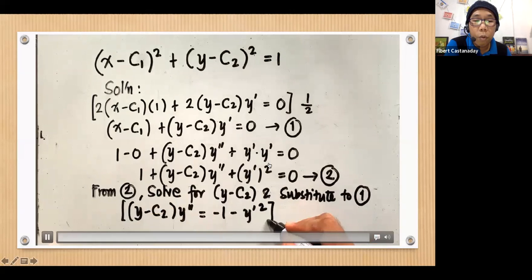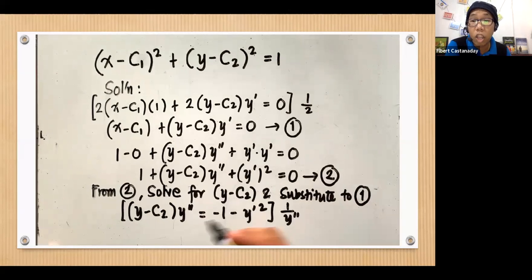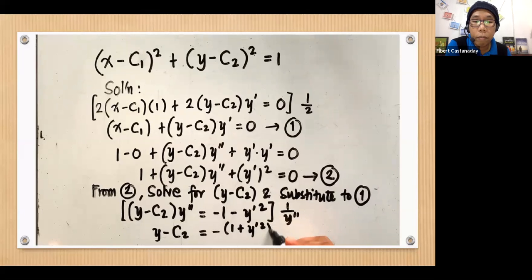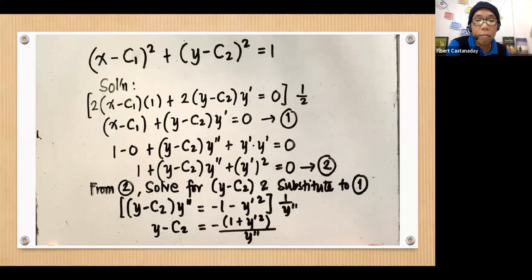Now, solving for y minus c sub 2, so kailangan natin matanggal yung y double prime there. That's why we divide both sides by y double prime. Now, we have y minus c sub 2 equals, since common yung negative sa dalawang terms natin, so factor out negative, we have 1 plus y prime squared all over y double prime. Okay. Adjust ng konti. So this is now our equation number 3.